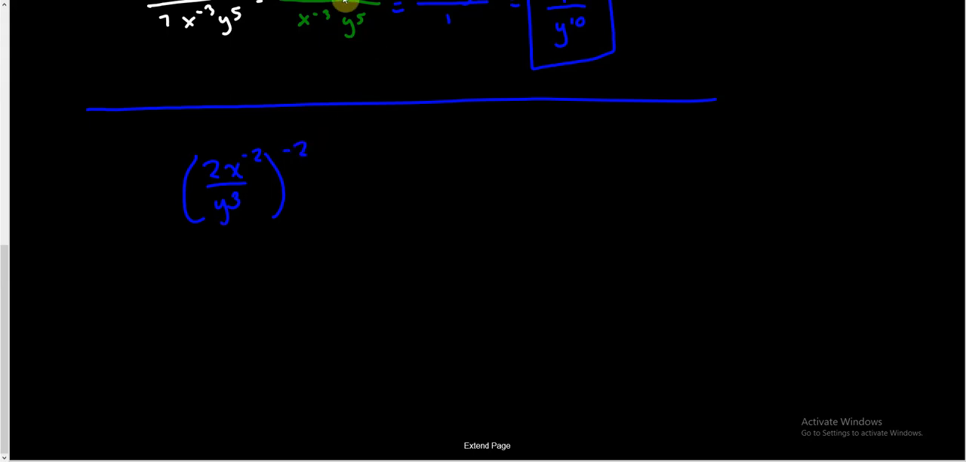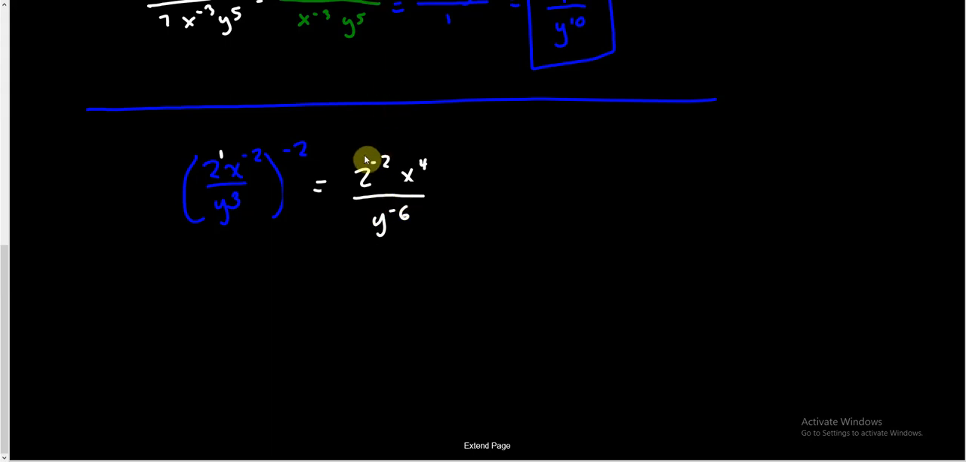So a lot of people will take time to do different exponent rules. Some people will deal with all the negatives. Some people will start with multiplying. I suggest I would start with this power to a power rule. Now this 2 needs an exponent on it, and so every exponent in here is going to get multiplied by negative 2. So that would give me 2 to the negative 2. Negative 2 times negative 2, x to the positive 4. And y to the 3 times negative 2, that'd be y to the negative 6.